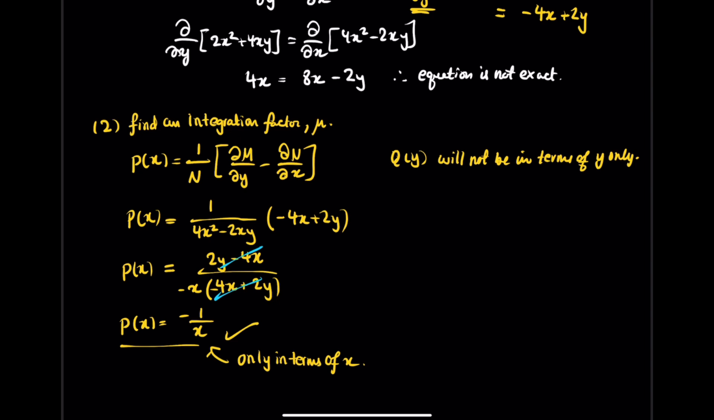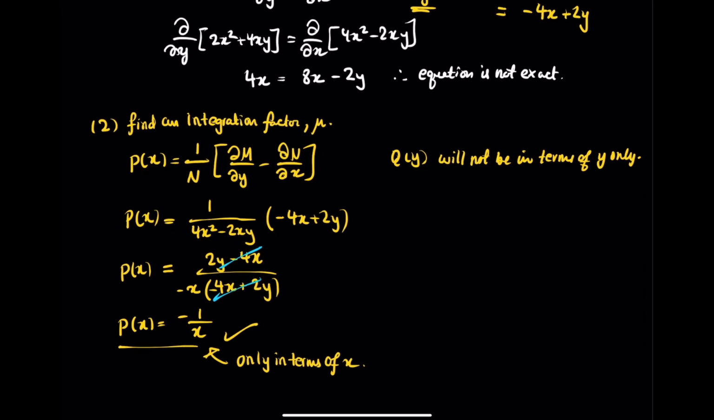That's just how this works. I'm sure there's some proof for it, but we're engineers. We don't care about proofs. We care about making it work. So we now know what p(x) is.